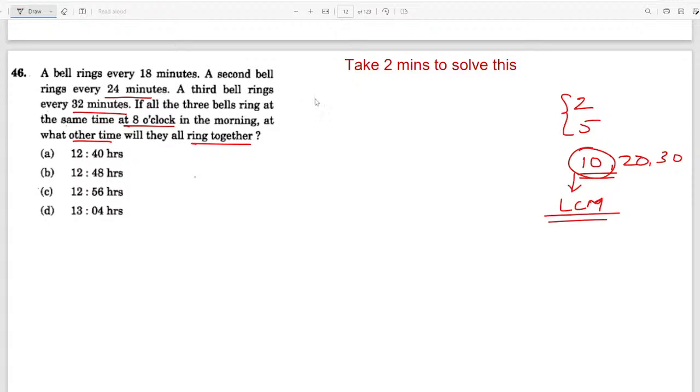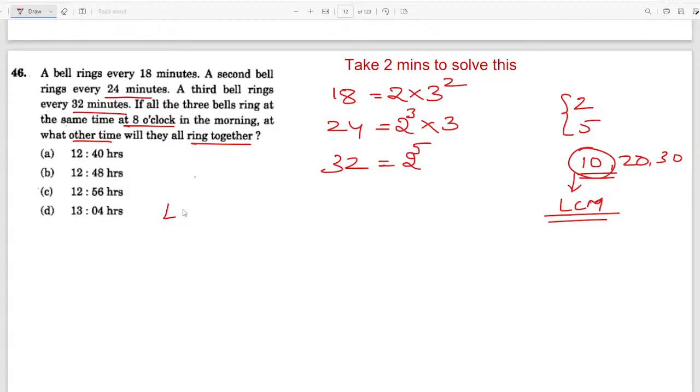So what we'll do is find the LCM of 18, 24 and 32. 18 is 9 into 2, I'll write it as 2 into 3 square. And 24, I can write it as 8 3s are 24, that is 2 cube into 3. And 32, I can write it as 2 raised to 5. This is 2 raised to 5. This is 2 into 3 raised to 2.